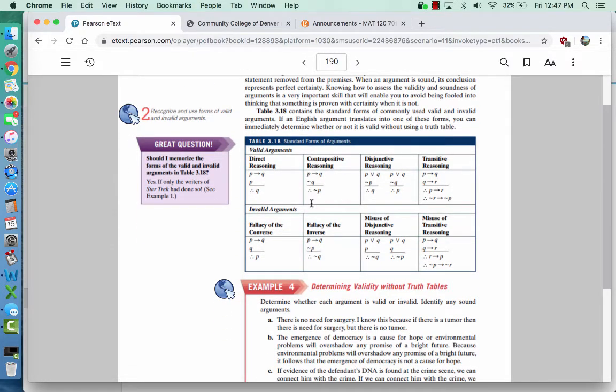So the book likes to show these standard forms of valid arguments and invalid arguments that are pretty typical ones that we see. These are all symbolic, and I just want to be clear about what we're seeing here. The lines above the horizontal line are the premise or premises, and the line below the horizontal line is the conclusion. This three-dot symbol means therefore. So here are the premises and here is the conclusion.